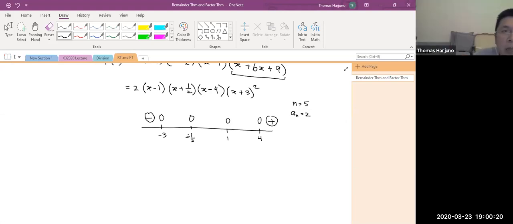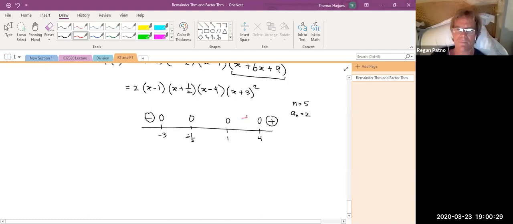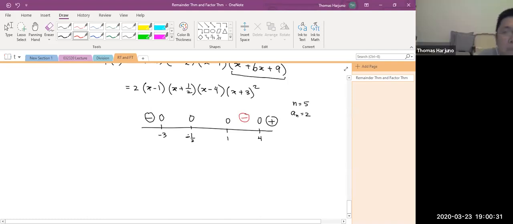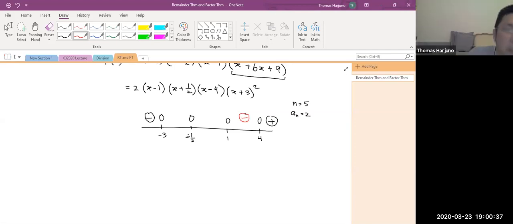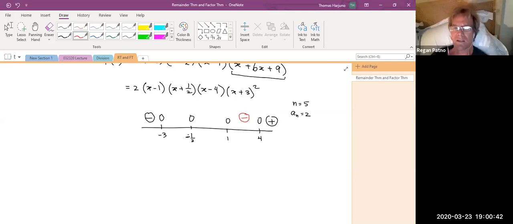Okay, now can anybody help me? What will be the sign here? Negative. Can you explain why, Regan? Because it's a 1, the m value is 1. The multiplicity of the 0 at 4 is odd, that's right. Okay, so we change sign.